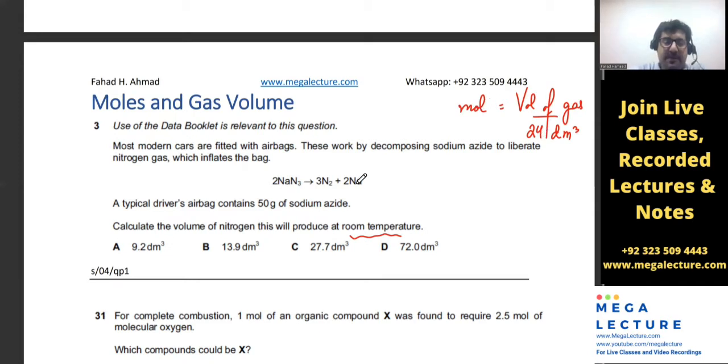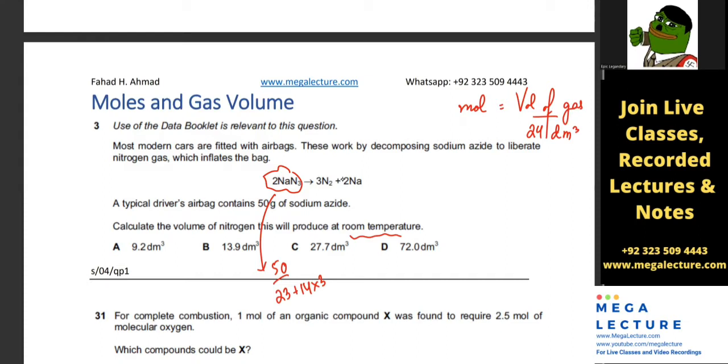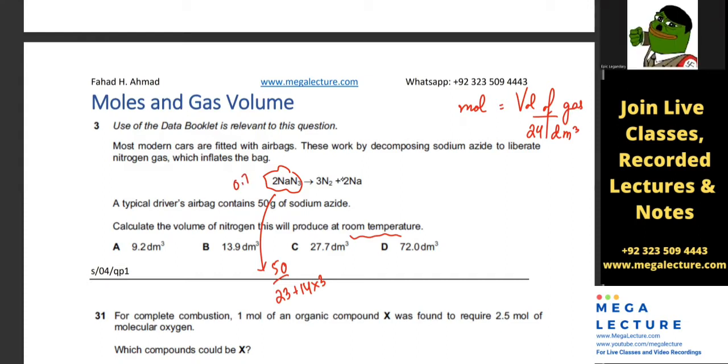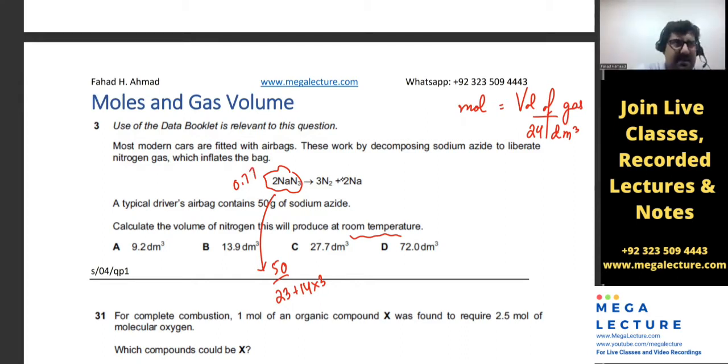So 50 grams of sodium azide, and he's asking you to calculate the volume of nitrogen. So sodium azide, find the moles, 50 grams, right? So 50 divided by the MR, which is 23 plus 14 times 3. Quickly, tell me what the answer is. How many moles is this? It's coming 0.7692, so 0.77. Right now the working doesn't matter. I'm going to take it as 0.7, right?